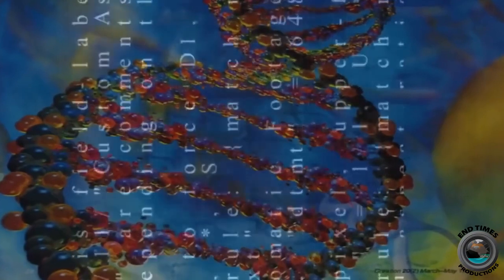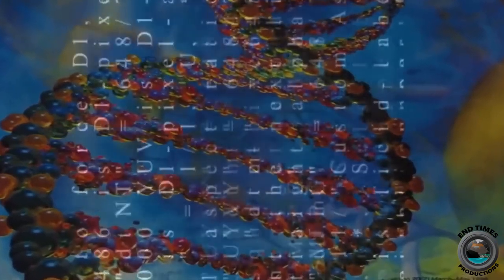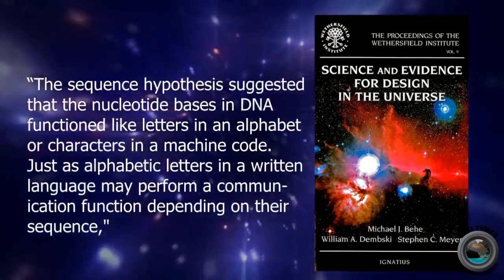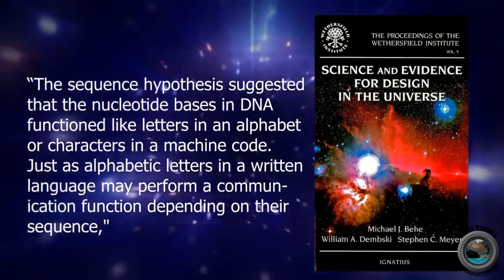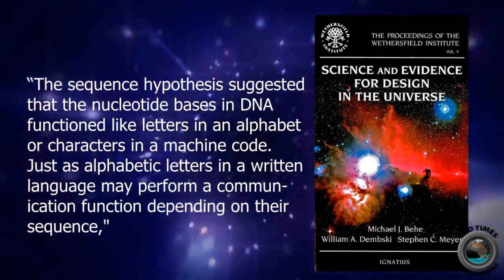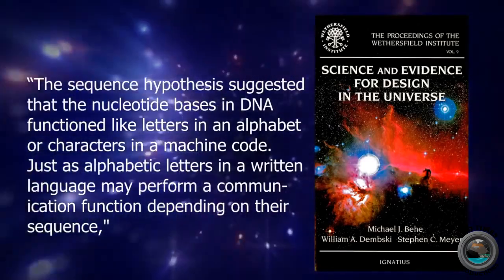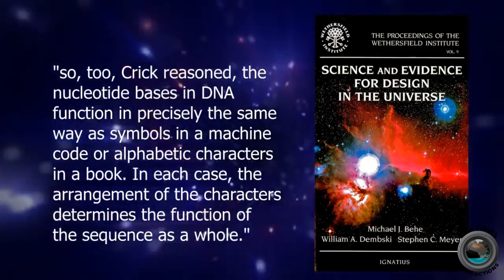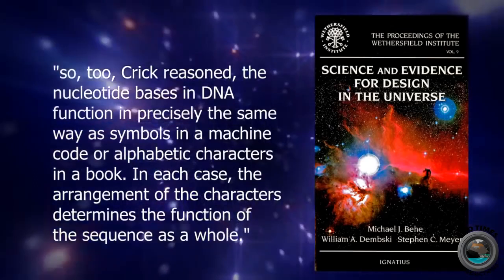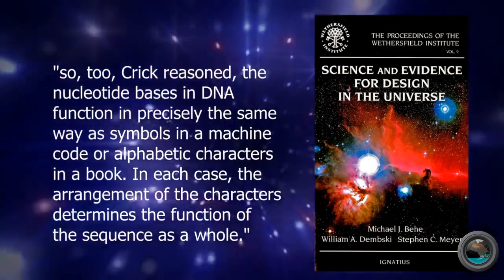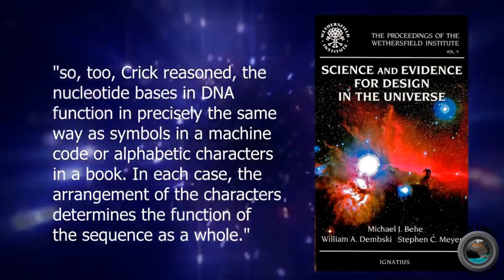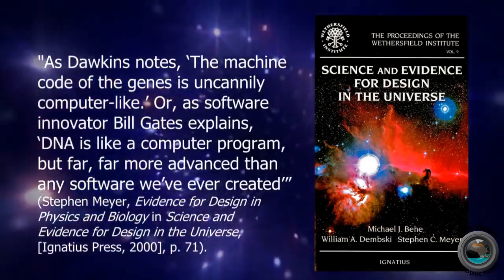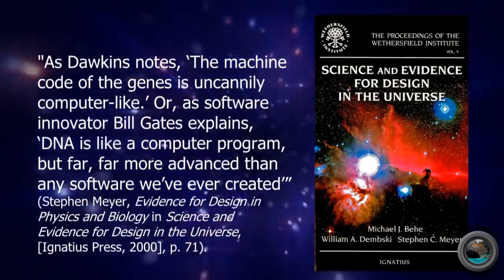In regards to the nature of the cell's complexity and information, Stephen Meyer elaborates on Francis Crick's sequence hypothesis. The sequence hypothesis suggests that the nucleotide bases in DNA functioned like letters in an alphabet or characters in a machine code. Just as alphabetic letters in a written language may perform a communication function depending on the sequence, so too, Crick reasoned, the nucleotide bases in DNA function in precisely the same way as symbols in a machine code or alphabetic characters in a book. In each case, the arrangement of the characters determines the function of the sequence as a whole. As Dawkins notes, the machine code of the genes is uncannily computer-like.